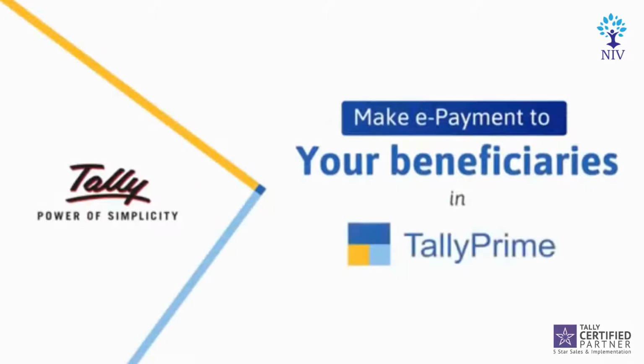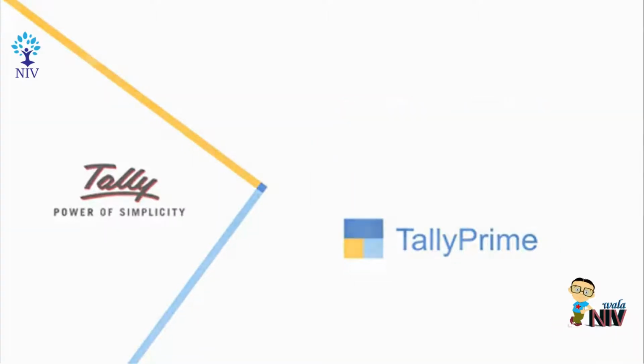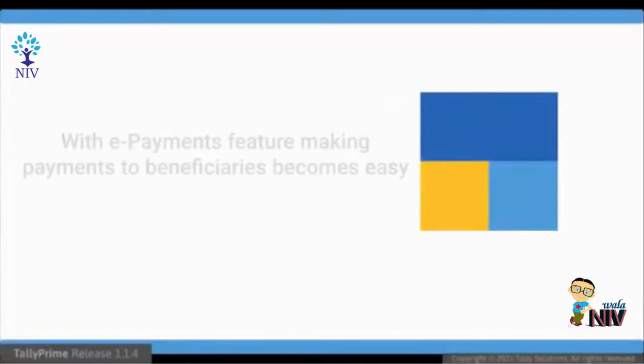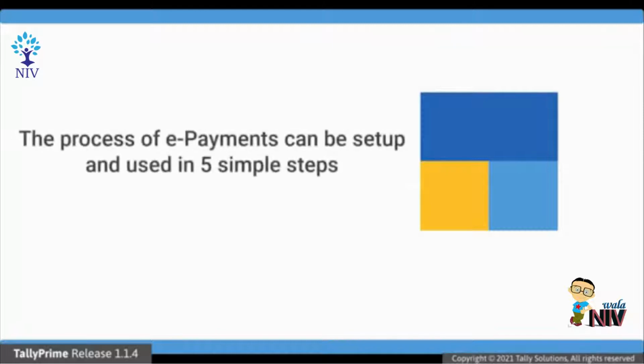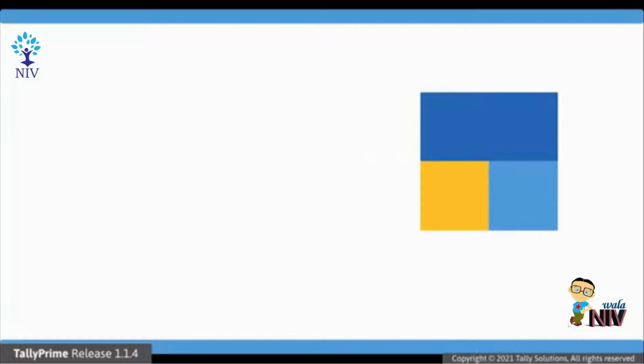In this video, you will learn the simple process of making e-payments from your bank account to the beneficiaries using Tally Prime. E-payments is a delightful feature that makes the process of making payments to various beneficiaries easier. Right from creating a bank and party ledgers to recording a payment transaction and reconciling it in Tally Prime, the process is carried out in 5 steps.